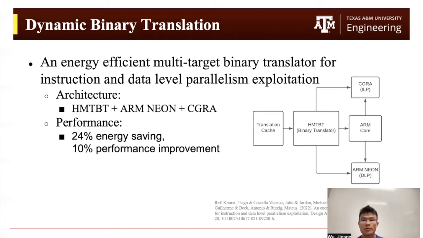The overall performance shows 24% energy saving and 10% performance improvement with both engines combined. Therefore, the importance of dynamic binary translation to exploit parallelism on multi-core processors is substantial.